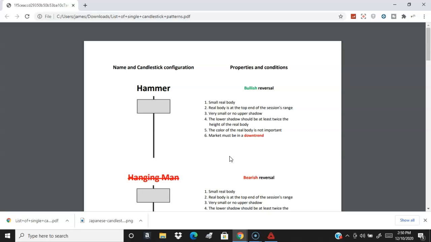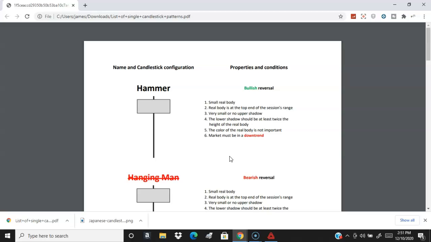So the first one we're going to be dealing with is something called a hammer. A hammer has a real small body. The real body is at the top end of the session range. What that means is that at the end of the session, it may have started down in the downtrend, and then ended up closing in an uptrend. So it was a seller's market, and then a whole bunch of buyers came in, and it didn't retrace back to the original market.